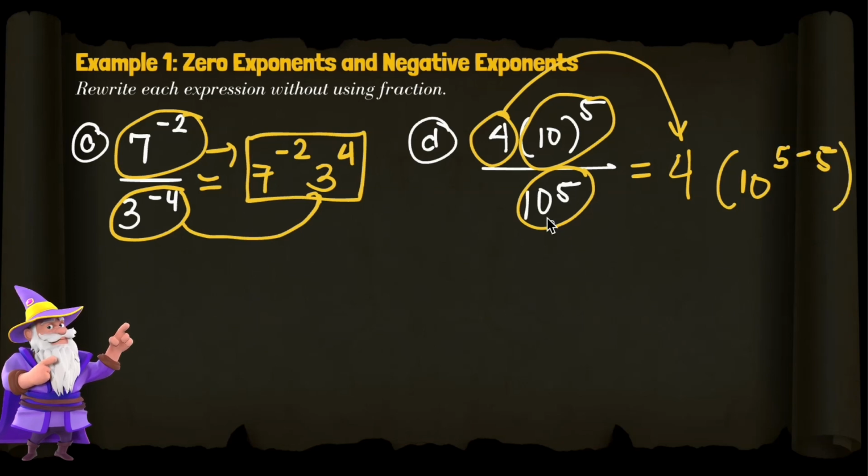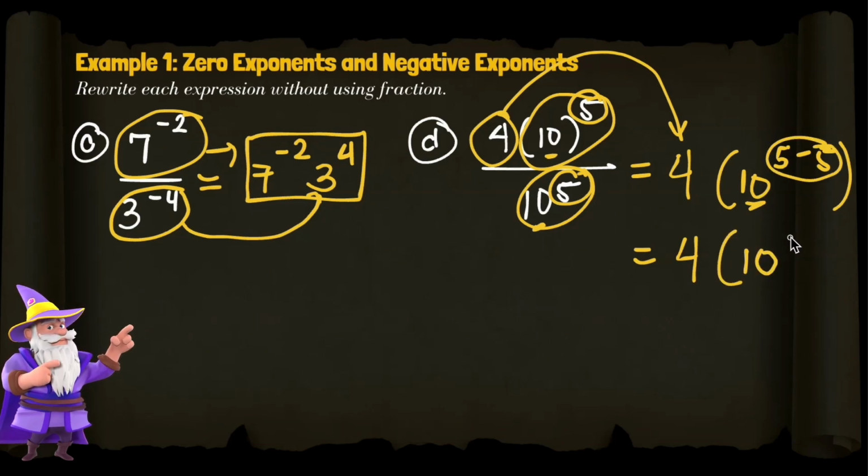What will happen to 10? Kinopya ko si 10 dahil magkamukha naman sila. They are like terms. And then, isusubtract ko ngayon yung dalawang exponent. Okay, 5 minus 5. We're just applying the rule here. Okay? For us to apply the rule, I'm gonna copy the 4 here and then simplify 10 raised to 5 minus 5. I just copy the 10. 5 minus 5, that is going to be 0. Right? Ito na nga, no?